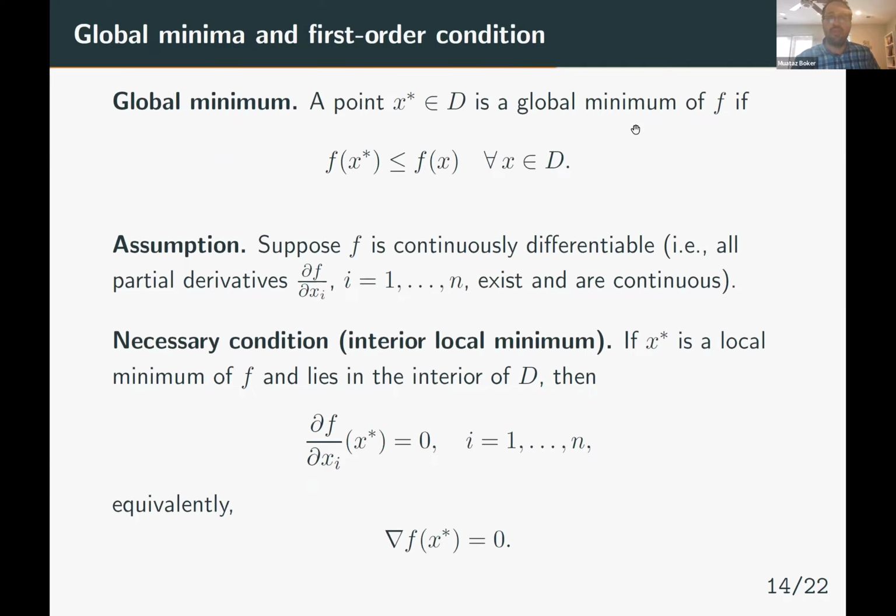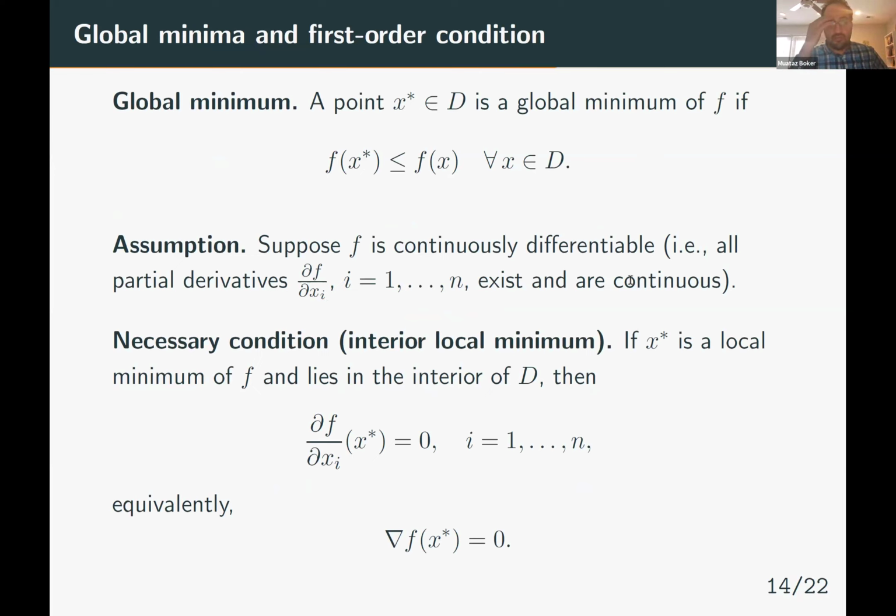A global minimum: a point x star is a global minimum if f of x star is less than or equal to f of x for all x belonging to the domain. Now, the basic assumption that we're going to make is that f is continuously differentiable, and all partial derivatives with respect to xi, i from 1 up to n, n is the dimension of x, exist and are continuous.